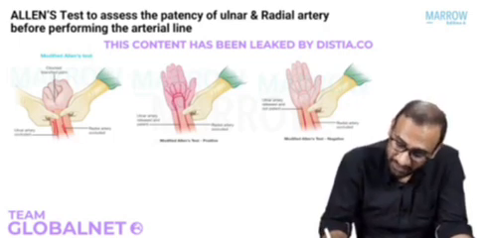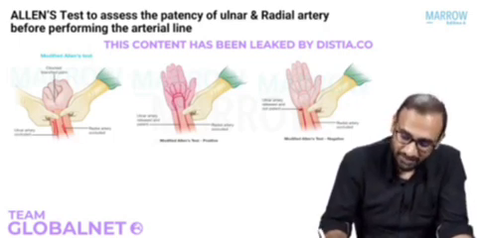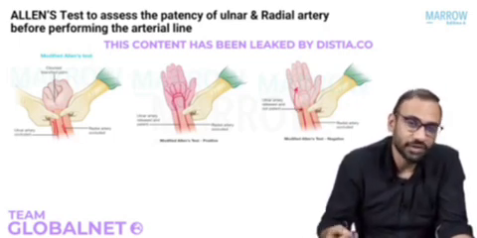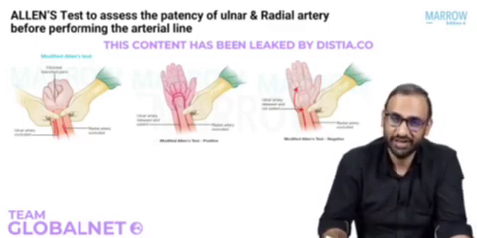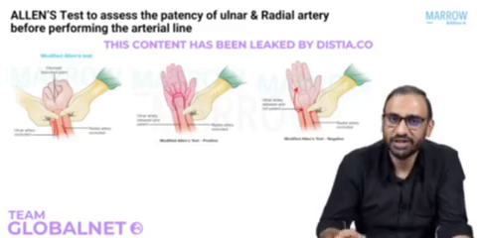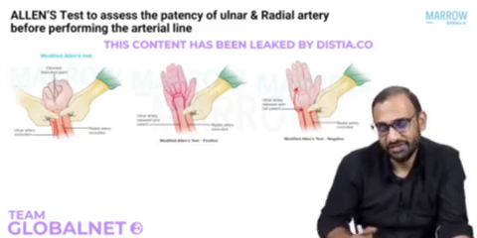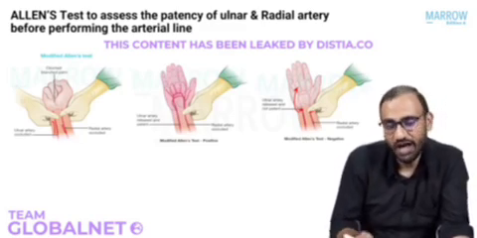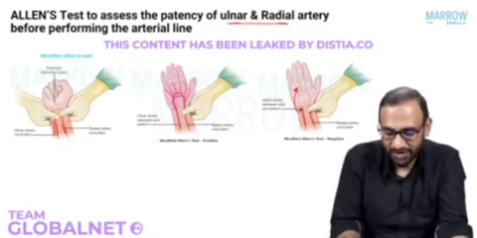Now, if the ulnar artery is not patent, what will happen? The flow will not resume on removing the occlusion over the ulnar artery. And if the radial artery is not patent, the flow will not resume if you remove the occlusion over the radial artery. This is a very important test to basically help you assess the patency of the ulnar and radial artery.